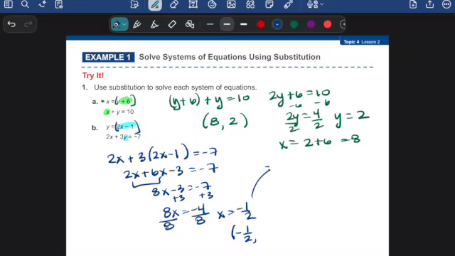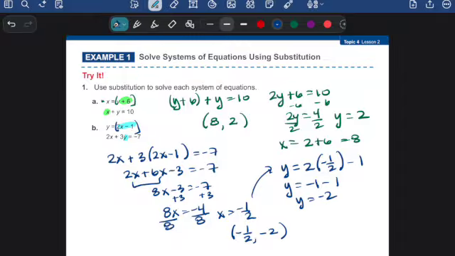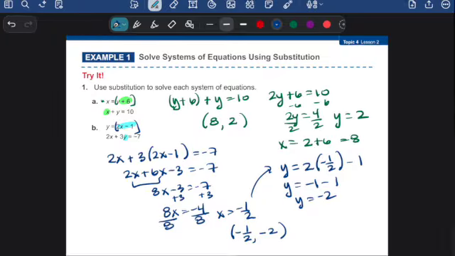Well, we plug that into one of the equations. Let's plug it into the first one to solve for y. Y equals 2 times whatever x is. We found it to be negative 1/2, minus 1. Y equals negative 1 minus 1. Y equals negative 2. So my y coordinate is negative 2. There's our solution. We're just solving algebraically by using substitution.